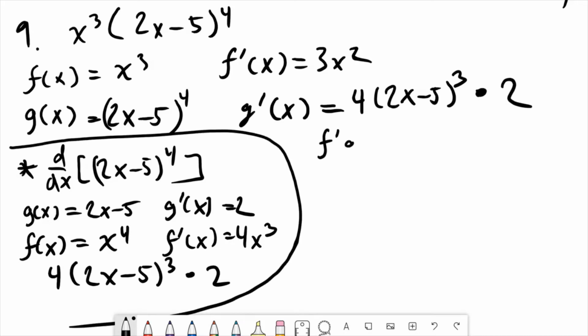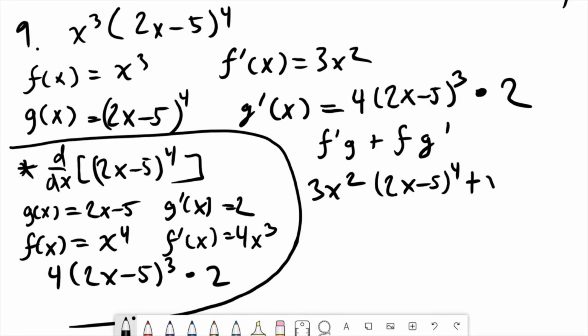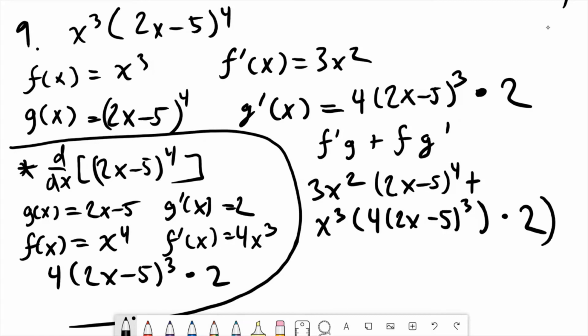Now we fill it into the product rule formula, which is like this. It's the derivative of the first term, keep the second term the same, plus the first term times the derivative of the second term. So let's fill it in. The derivative of f is 3x squared times regular g, which is 2x minus 5 to the 4th, plus regular f, x cubed, times the derivative of g, which we found using the chain rule. Let me just write it below: plus x cubed times 2x minus 5 all raised to the 3rd power times 2. And again, I don't want to simplify. Too much work. So there's our answer. Let's continue on.